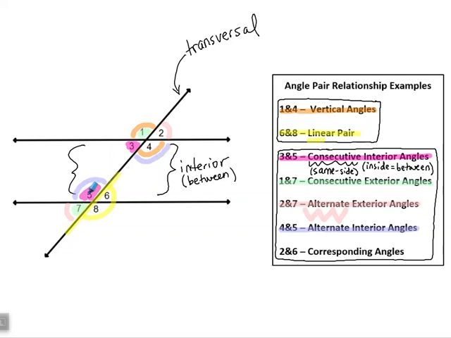Finally, we have the pair of corresponding angles, such as angles 2 and 6. 2 is right here, and 6 is right here. Corresponding means being in the same positions. Angle 2 is the top right side of the intersection. This intersection here, angle 6, is the top right side of the intersection. Those are in the same positions.